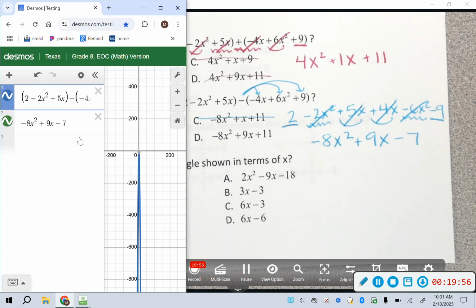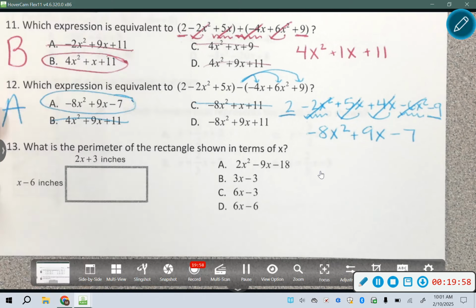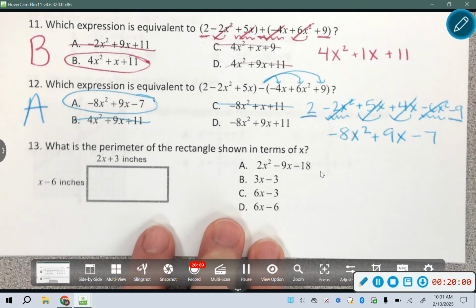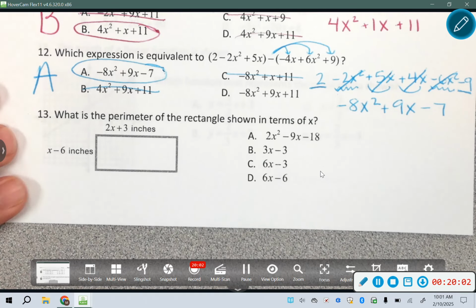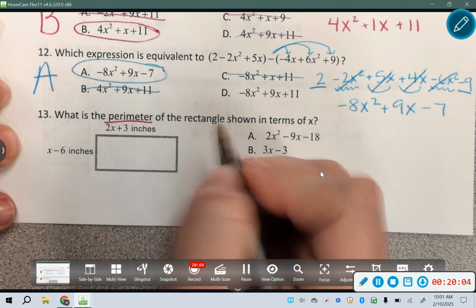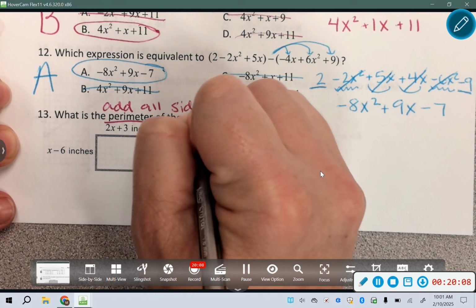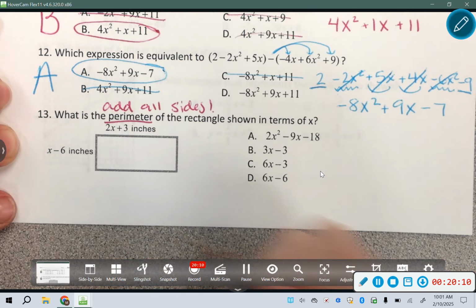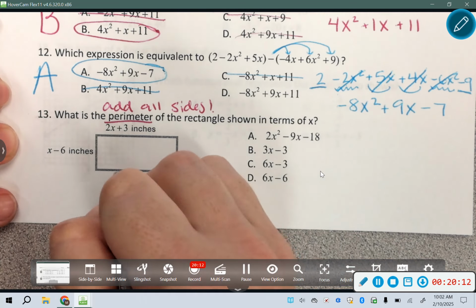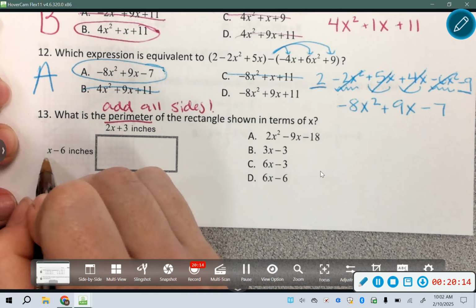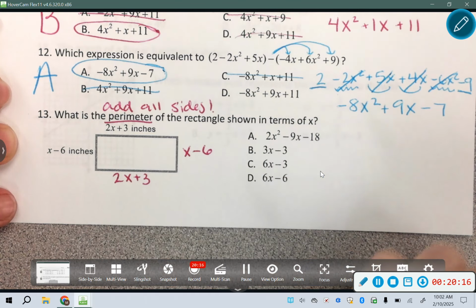Okay, so look at number 13. It says, what is the perimeter? Remember, perimeter means we add all the sides. So I need to label all four sides. If this is 2x plus 3, this is 2x plus 3. This is x minus 6, this is x minus 6, and we need to identify our like terms.